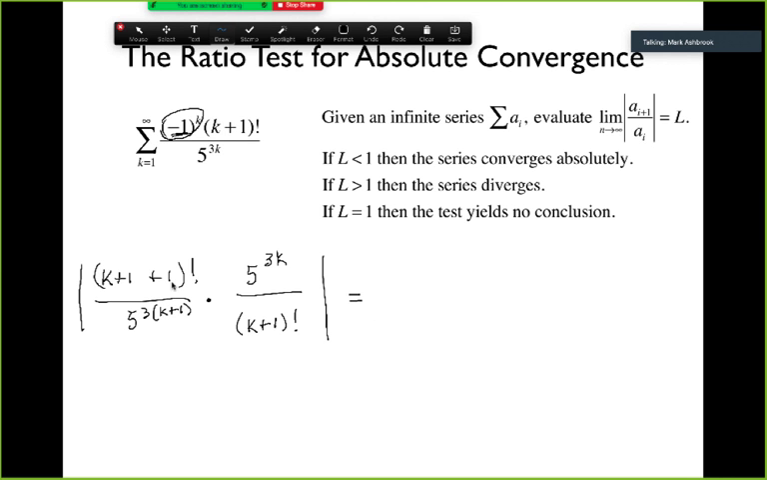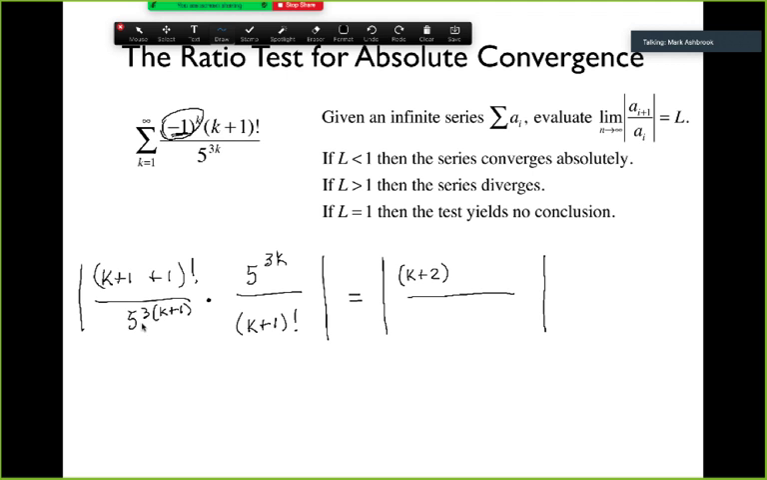Are we good? So what about the k plus 1 factorial and k plus 1 factorial? What will happen with that? It'll cancel out and we just have k plus 2. Just 1k plus 2 in the numerator, right? Okay, now what about this?